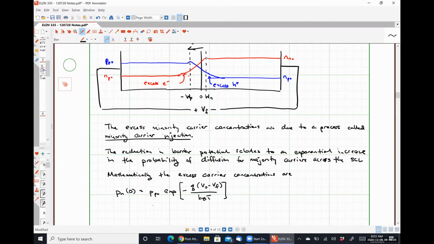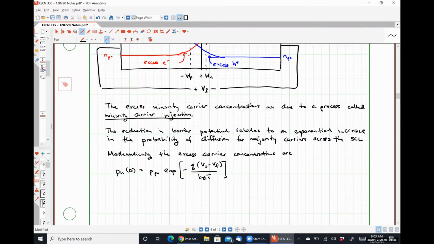So this is effectively just using Boltzmann statistics to say, if we have a majority carrier hole concentration on the P side of the junction, then the probability of carriers diffusing to the N side of the junction is this. And similarly, we have Np0, the electron concentration at the edge of the P side, is N0 exp negative q (V0 minus VF) divided by kBT.